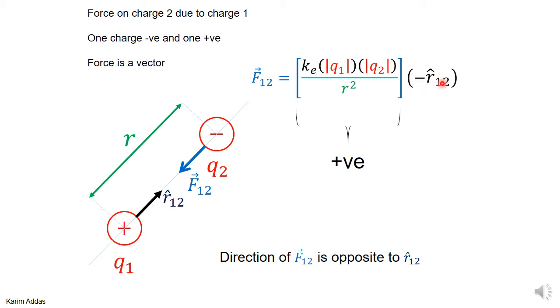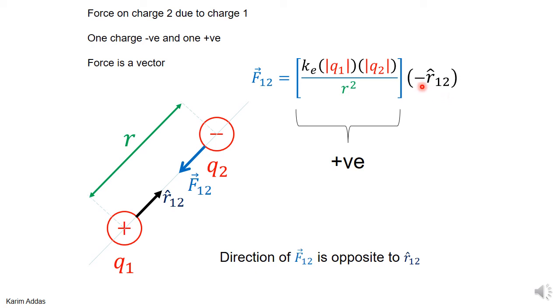We can put it with the r hat 1, 2 unit vector, and then everything inside this bracket that's left over is positive. So now we can determine what the direction of the force would be in this case. The direction of the force on 2 due to 1 will be a positive number. It's the direction of a positive number times this unit vector, this vector. And this vector is minus r hat 1, 2.